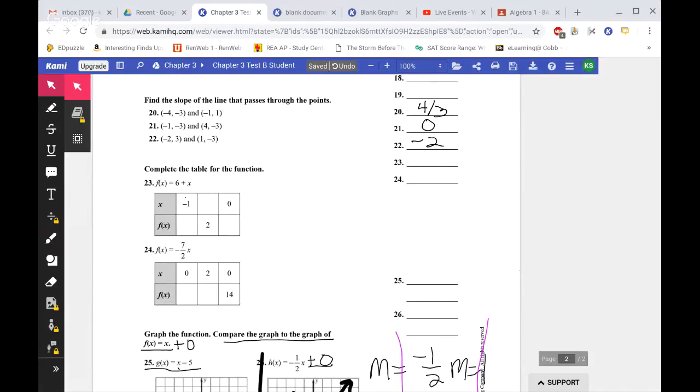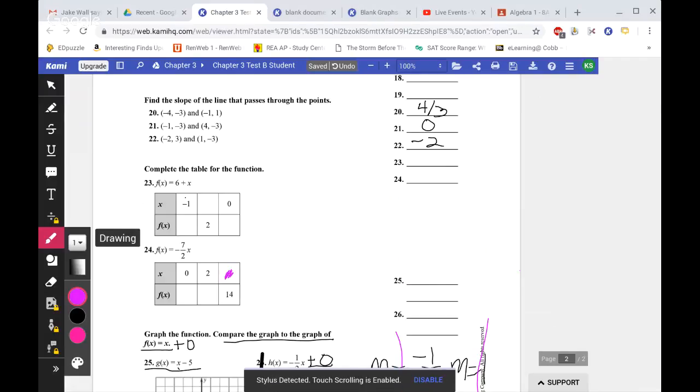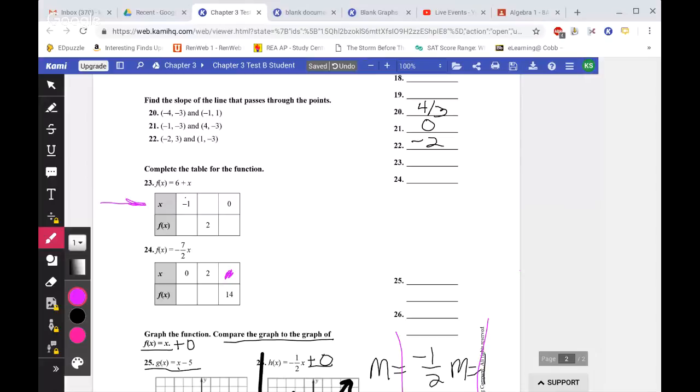On number 24, let's see if it works this time. That is a typo. But we're going to complete the table for the function because this was also a question that was asked. For x, what it's telling you is you're going to plug in a value. When it's this part of the table, you're plugging in a value for x to find a value for f of x. So we're going to plug in -1 to find what f of x is, or f defined at -1.